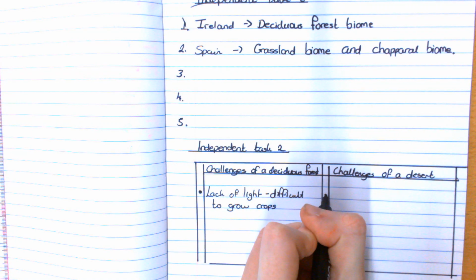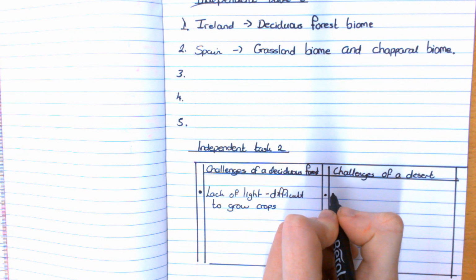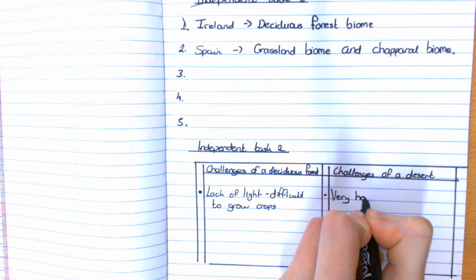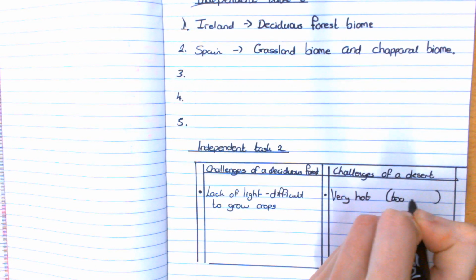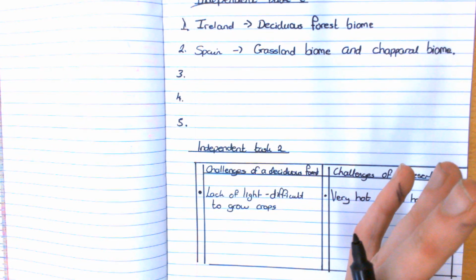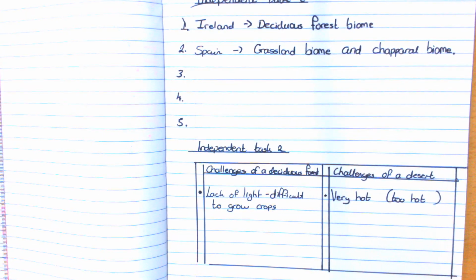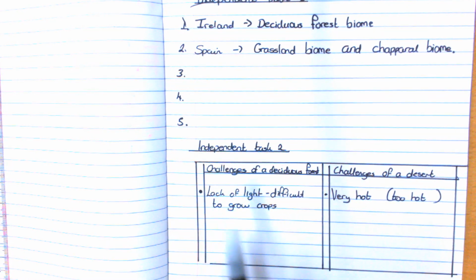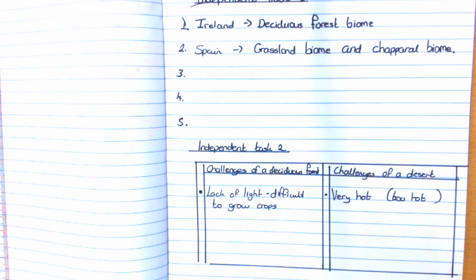I'm going to think of a challenge of a desert. Okay, that's pretty easy. Very hot, probably too hot. And another obvious challenge would be a lack of resources to build because it's wide open space. That would be a pro or an advantage of a deciduous forest, but right now we're just looking at challenges. So I've thought of a couple of challenges for a desert. I've thought of a challenge for deciduous forest. You need to pause the video here and in your book or on your piece of paper, complete further challenges of what you think might inhibit successful living in a deciduous forest and in a desert. So pause the video here and then unpause when you're ready to continue.